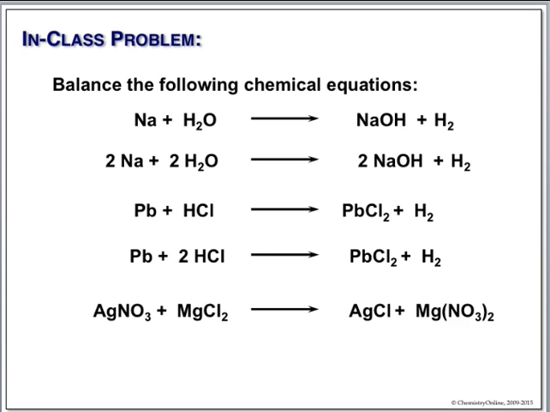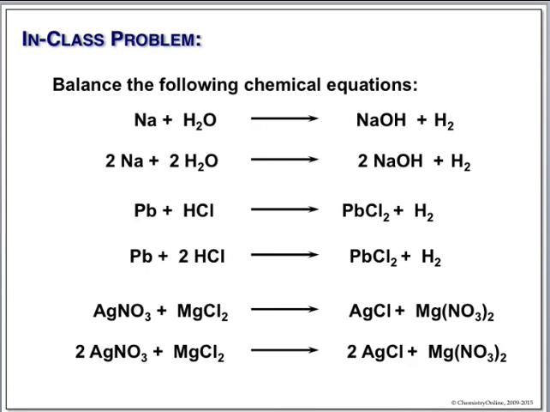Anyway, we have one nitrate, NO3 on this side, and two of them here. So we're going to have to double this. We double this, we're going to need two silvers. We already have two chlorines. I think that will do it. Two silver nitrates, two silver chlorides.